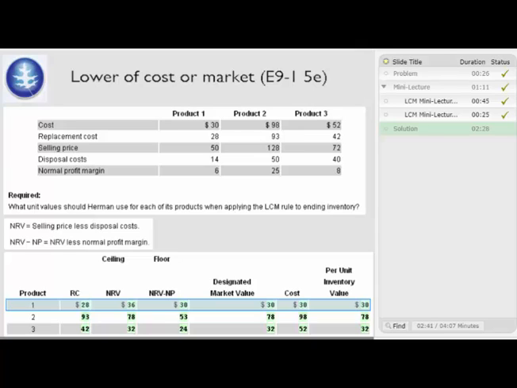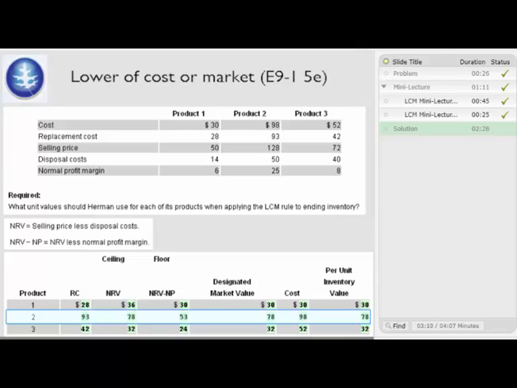Since the floor value to use is $30, and replacement cost falls below the floor value, the designated market value to use comes from the NRV minus NP floor value. The $30 NRV minus NP floor value becomes the cost and per unit inventory value that Herman must use to value this product's inventory.